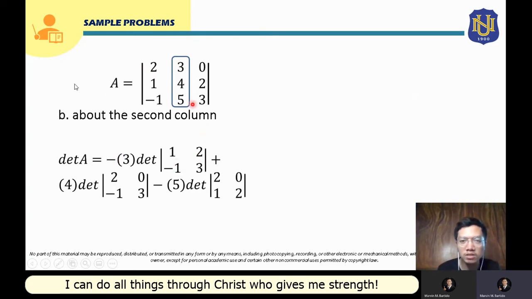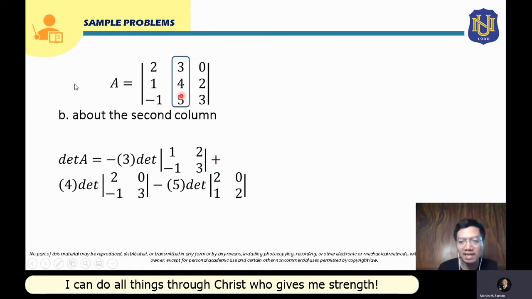Now, proceeding to the next element, which is 4. It will be 4 times the cofactor of that element. So we just have to delete the row and column wherein that element is located, and then find the determinant of the remaining elements. So that will be 2, 0, negative 1, 3. We just have to solve for its determinant times its sign convention. The sign convention for this element is positive, negative, so it will be positive here. That's why it's positive here.